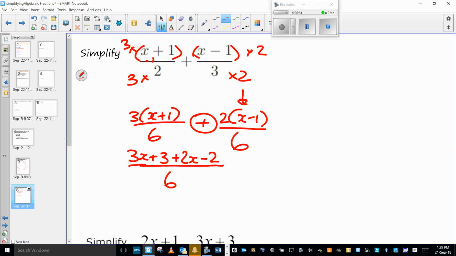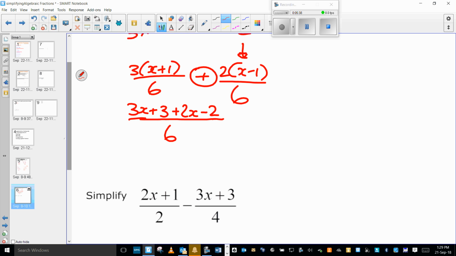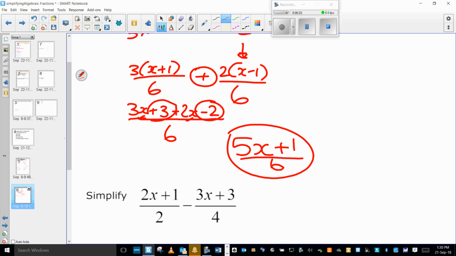So far so good? What do I do now? Split like that. So the 2x is like that, so I've got 5x, I've got positive 3, take away 2, which is 1 plus 1, and that's all over 6. So there's my final answer there.